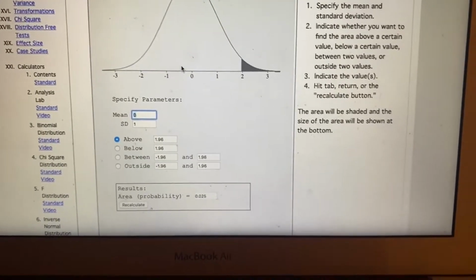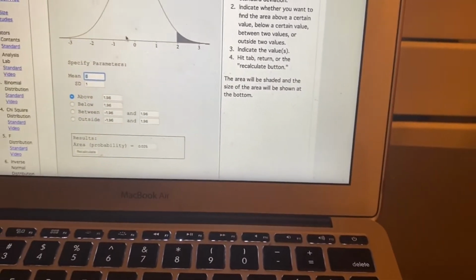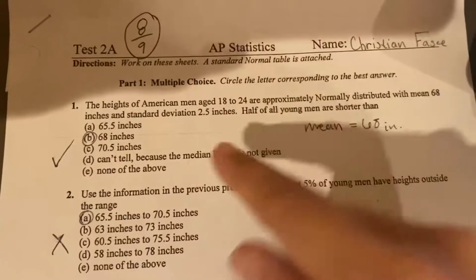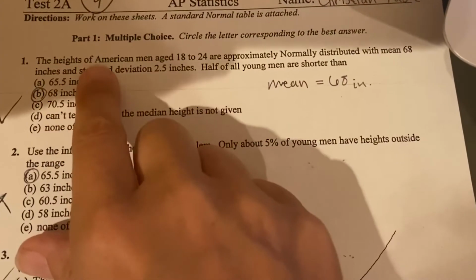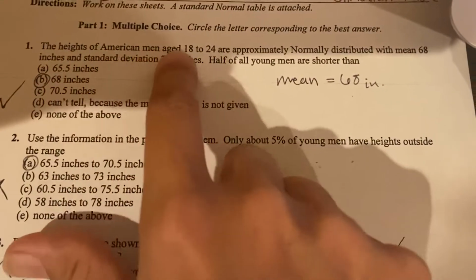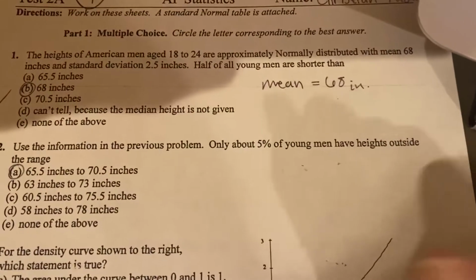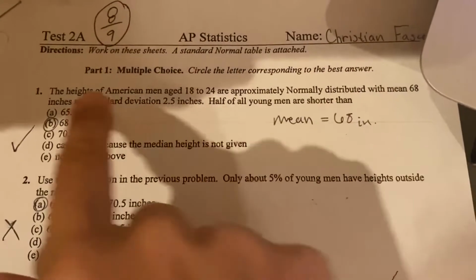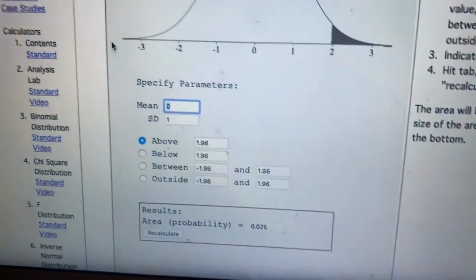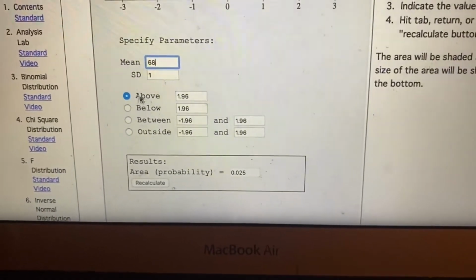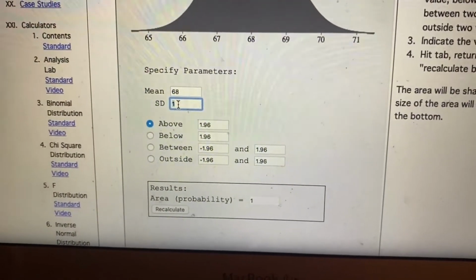Question number, we'll just start on version A alphabetically. And we're just using Christian's paper because most of these are right, and he wasn't there the day we handed it back. So it says the height of American men, 18 to 24, are approximately normal, which means we can use a norm CDF calculator with a mean of 68 and a standard deviation of 2.5. So I'm going to put a mean of 68 and a standard deviation of 2.5.